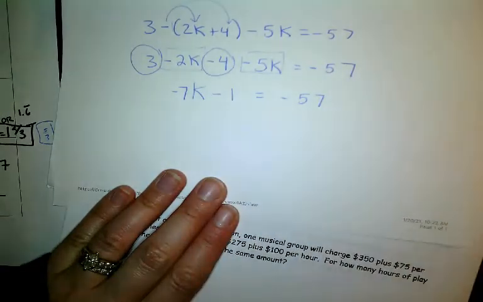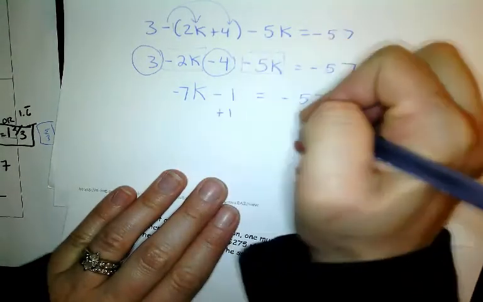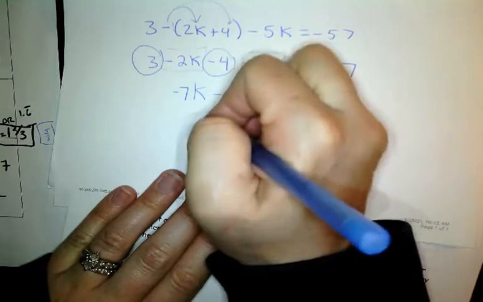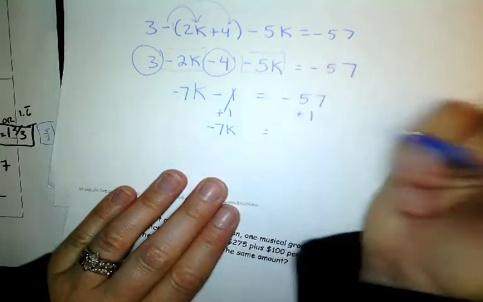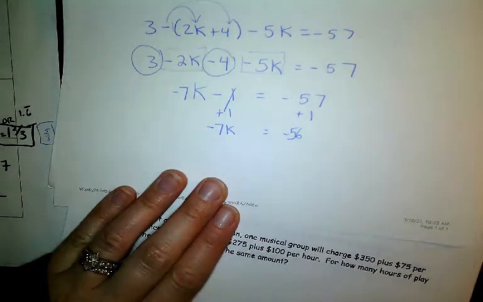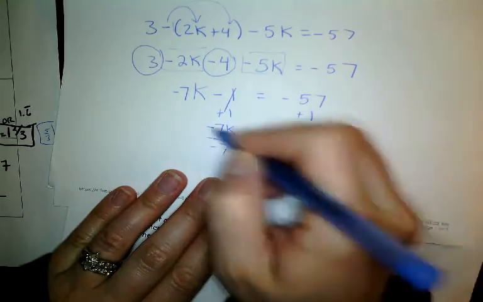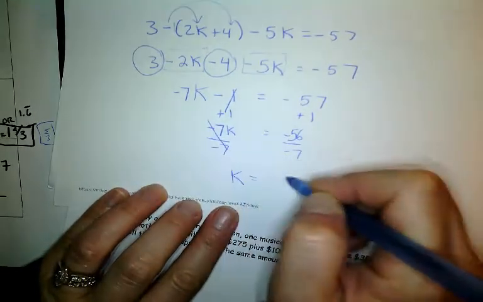Still keep carrying that down. And so right here we have -1, so we're going to add 1. -7k equals -56. There's my backwardsness. And then make sure that you don't forget this negative. Divide everything by -7. K equals 8.